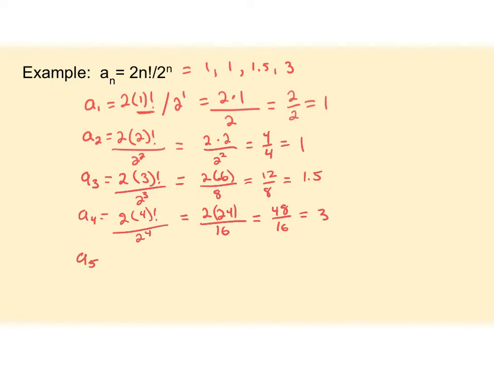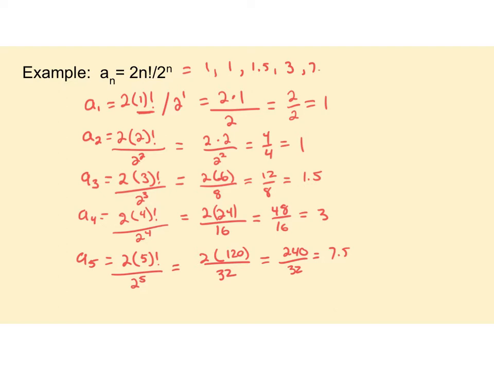And let's do one more. My fifth term would just be 2 times 5 factorial over 2 to the fifth power. So when you do this one, you're going to end up with 2 times 5 factorial, which is 120, over 2 to the fifth power, which is 32. So that would be 240 over 32, which ends up being 7.5, and that's going to be my next term. And you could keep going on and on forever with this.